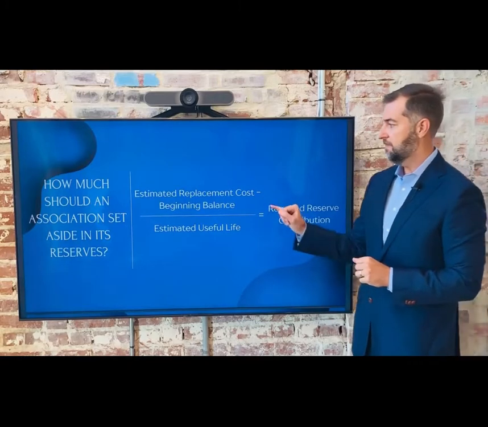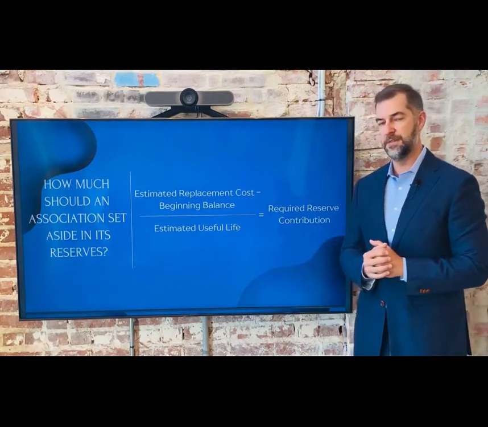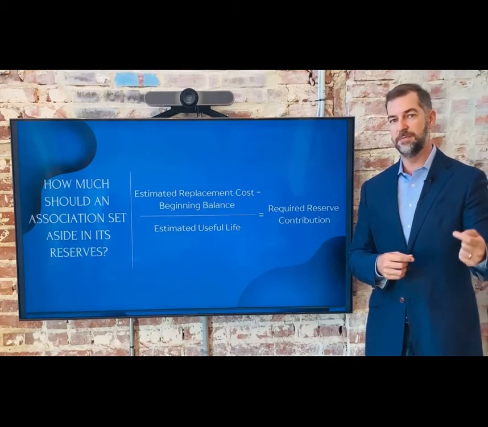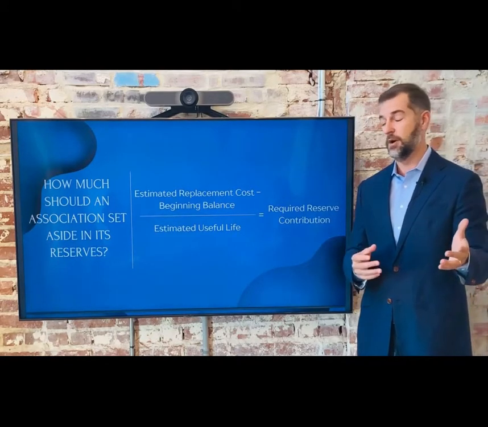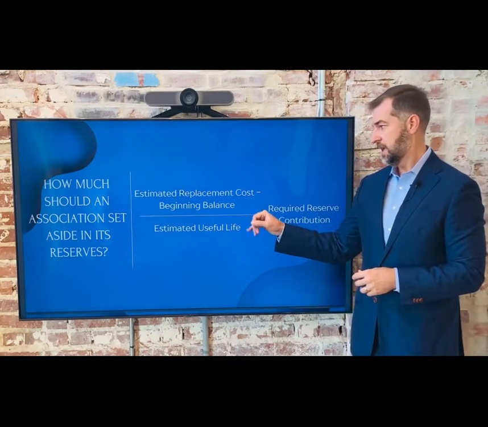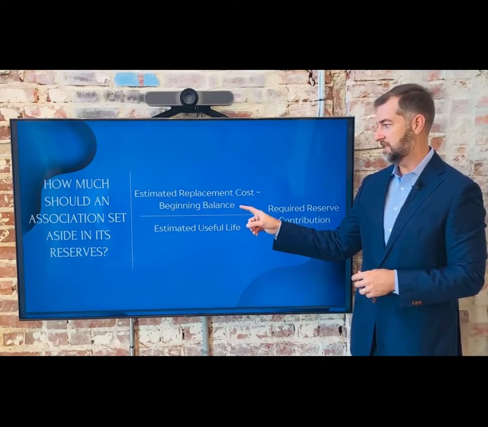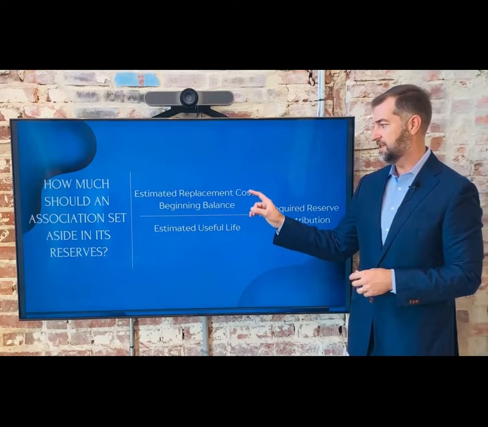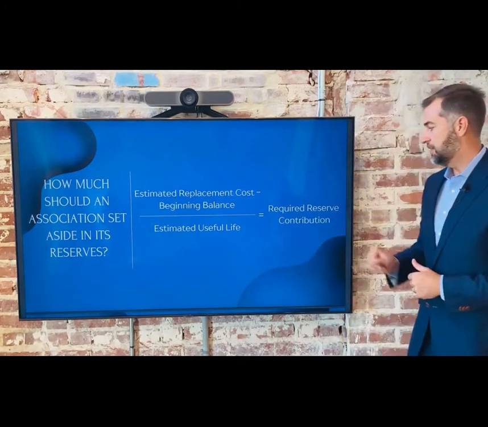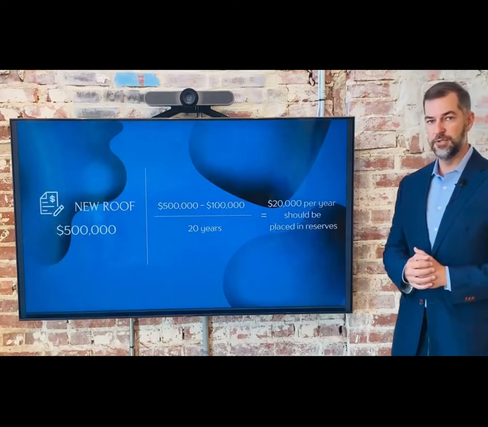You do that by taking the estimated replacement cost for the item. So how much you think it's going to cost in the future when that item wears out and needs to be replaced. We're going to use roof in just a moment. How much do you currently have saved up? What's your beginning balance? You take the estimated replacement cost minus the beginning balance. You divide the sum of those numbers by the useful life. After that, you get your required reserve contribution for a given year.